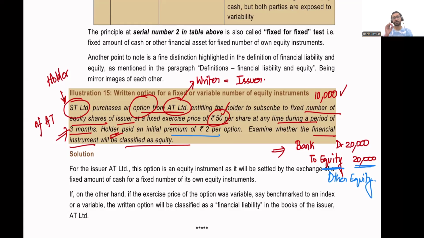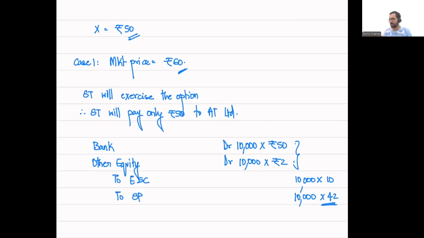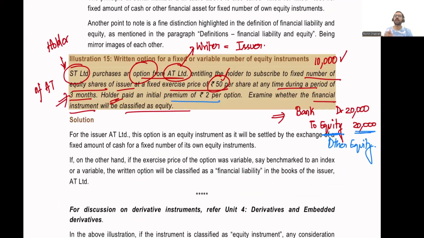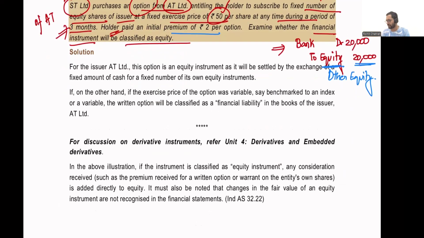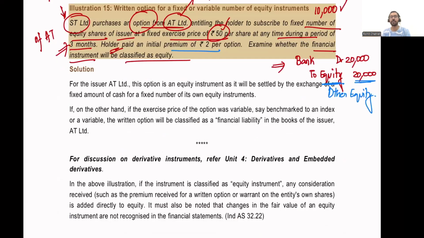From a holder's perspective, ST Limited is exposed to the variability. If the company's performance is great, then ST Limited will gain from that. It's going to indirectly gain because ST Limited is able to purchase a share which is worth rupees 60 at only 50, and therefore ST Limited is enjoying the gain as a result of the company's performance. And therefore, we will be classifying this as equity in the books of AT Limited. So with that, we're done with illustration number 15.